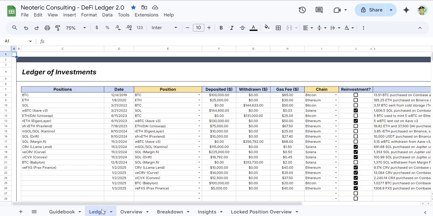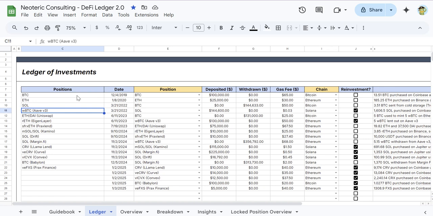So the first tab is the ledger tab. This is where you effectively add your ledger entries. All your buys, all your sells, all your deposits into various protocols, they all go in here. First thing that you need to know is what this position column is useful for. This is where you effectively add all your positions. That might be spot BTC here, spot ETH, Sol, wrapped Bitcoin on Aave V3. Let's say that's something I'm lending out. So all of these things you put into this column.